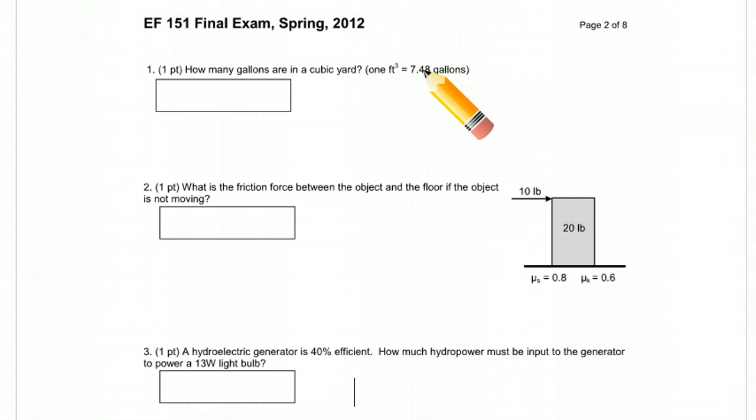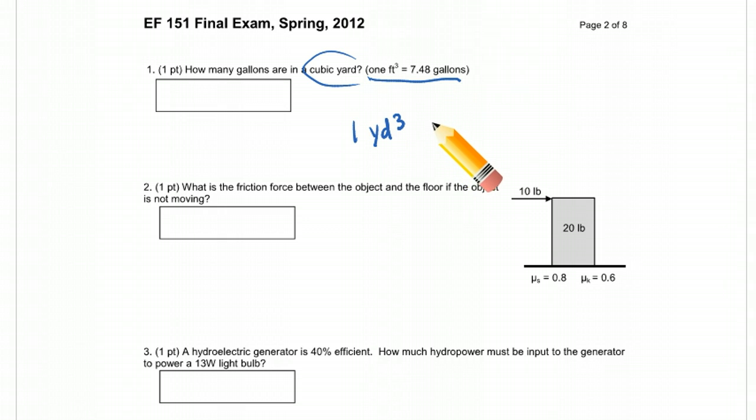Any sort of conversion that's not a very standard one we will give you. So in this case we do give you this conversion. 1 foot cubed is equivalent to 7.48 gallons. But to work this problem we're starting off with a cubic yard. So 1 yard cubed. We do expect you to know that 1 yard is equivalent to 3 feet.